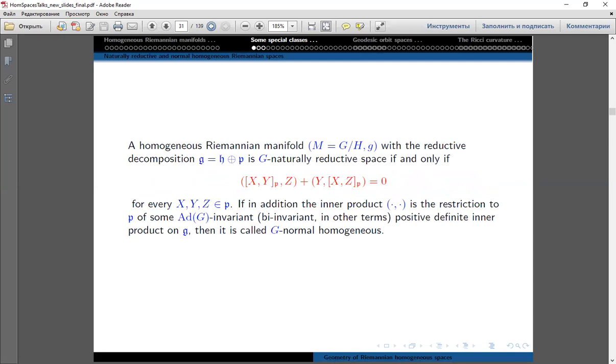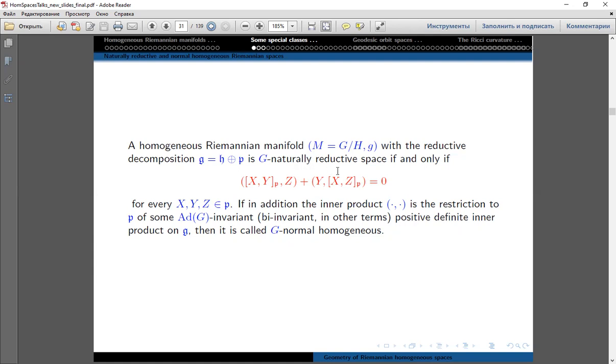Now, let's recall that we discussed what a reductive decomposition and reductive complements are for the Lie algebra G, with isotropy subalgebra H, corresponding to the homogeneous space G mod H. I recall that reductive complements need not be unique, but sometimes, of course, it is unique. Let's fix some reductive decomposition, in other words this complement P, and consider the following definition.